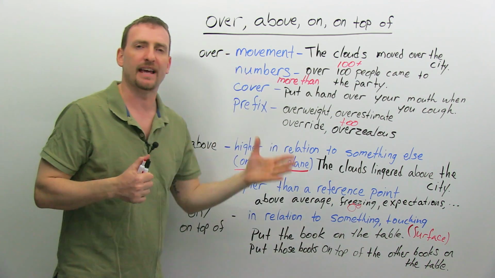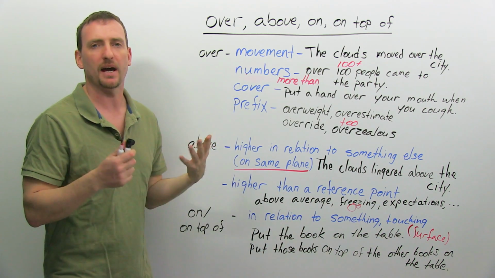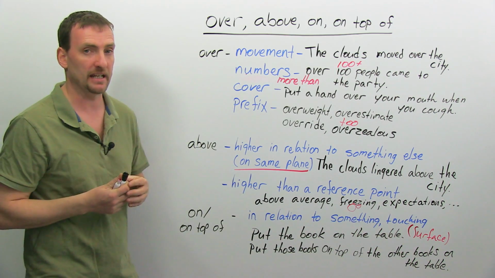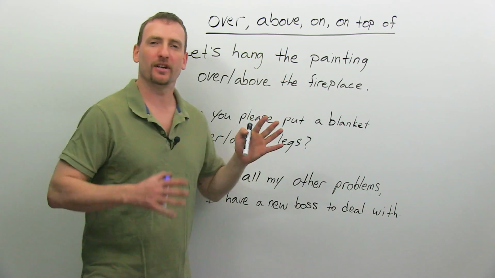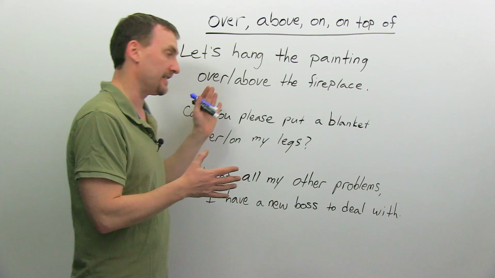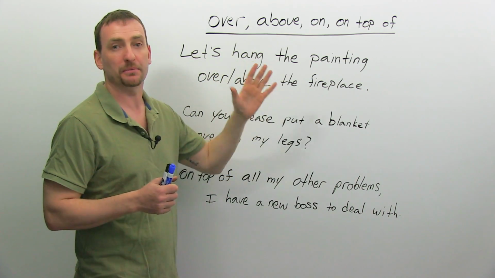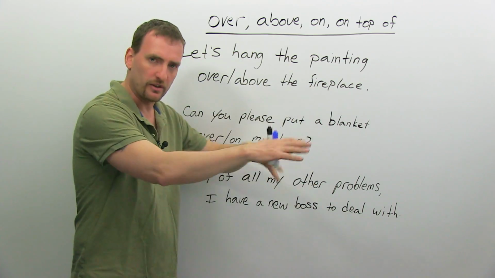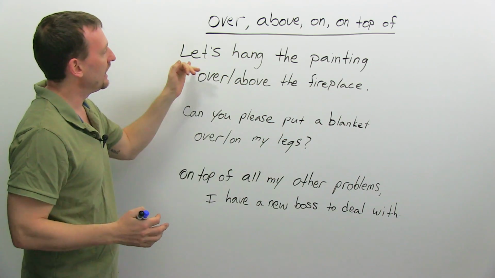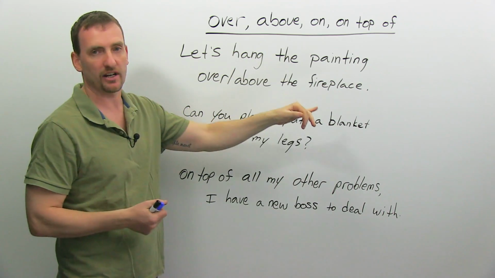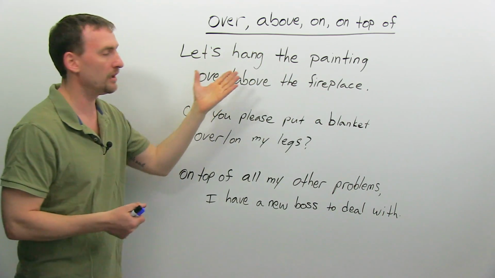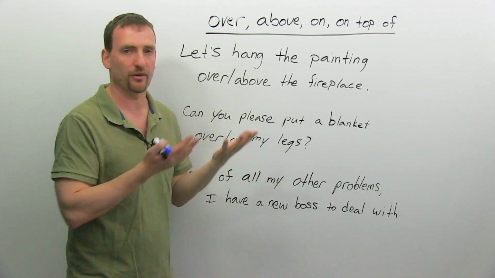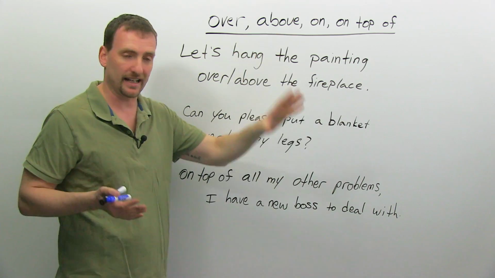Now we're going to look at a few sample sentences to see where they're sometimes interchangeable, where you can use one or the other and get the same meaning. Okay, so we're gonna look at a couple of sentences, or 3 sentences actually, to show you that sometimes they are interchangeable. So you have a little fireplace, or in the winter you have a nice fire, you have a nice painting. Let's hang the painting over the fireplace. Let's hang the painting above the fireplace. In this case, both would be acceptable. People use either one interchangeably. The idea is very clear.